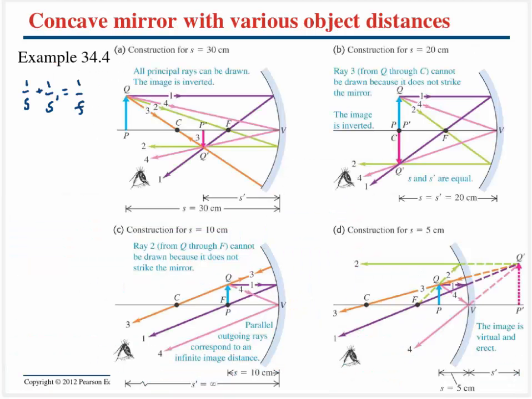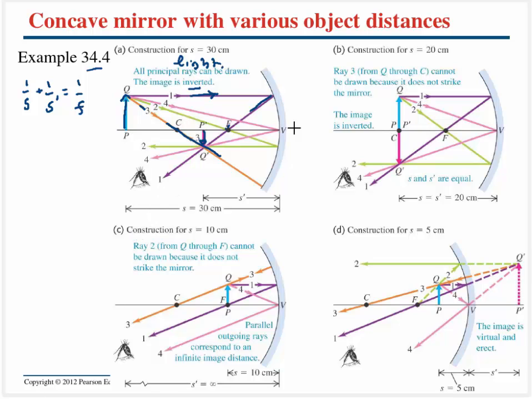So let's take a quick look at example 34.4 and look at these rays for several different scenarios. Here we have an object that's outside of the center of curvature. We draw our line that's parallel, which must go through the focal point. I generally draw lines 2 or 3, I almost never draw line 4 myself. I draw a line through the center of curvature. It tells me that my image is going to be just right here. It's going to be smaller and inverted. It's also going to be real because it's on the same side as the light.